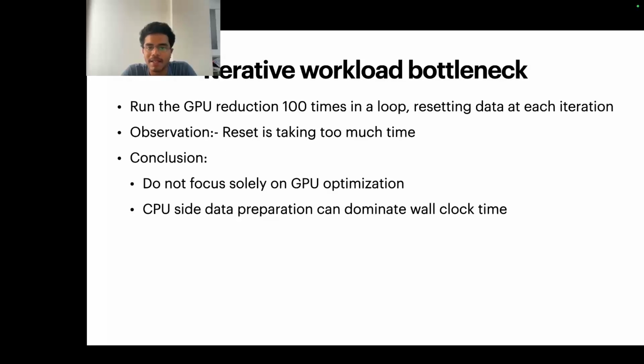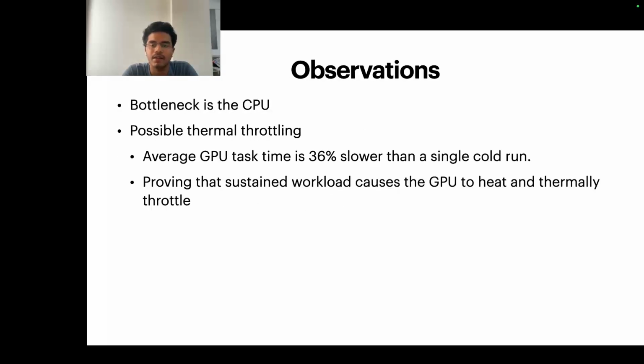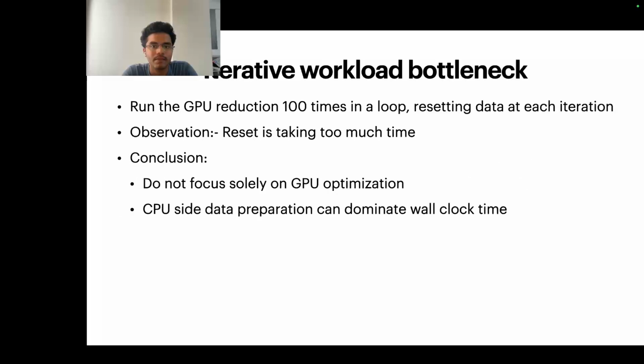Now, the second experiment is an iterative workload bottleneck where I have repeated the same thing 100 times in a loop. So it's a sustained task. The observation here is that the CPU reset is taking too much time. And the conclusion is that GPU optimization is not the only thing that you should be focusing on. There could be some CPU-side data preparation that could be dominating your overall clock time.